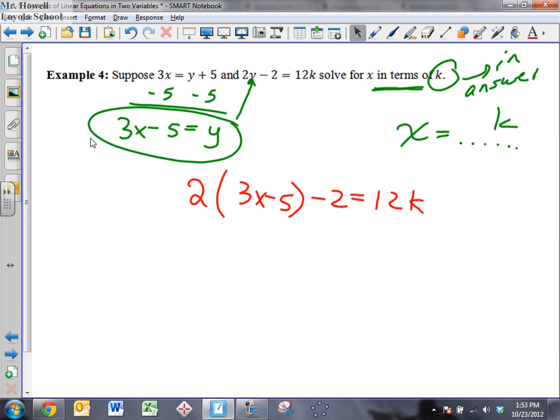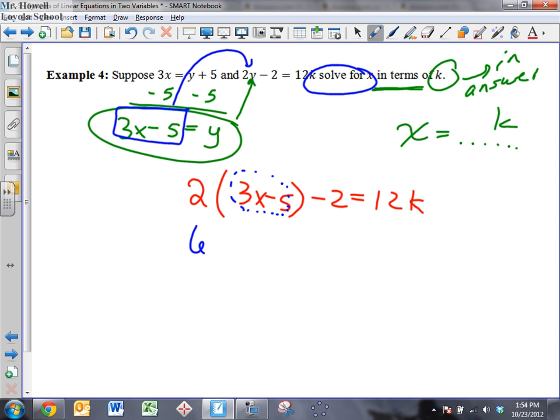So what we've done here is we've used substitution method to actually eliminate the y variable. The y variable is no longer there because we've taken the definition of y, which is 3x minus 5, and we plug that in here for y. That's where it shows up right here. Okay? And now solve. What do we solve for, x or k? Everybody? X. How come? Yeah, because it says solve for x, right? We're not solving for k.